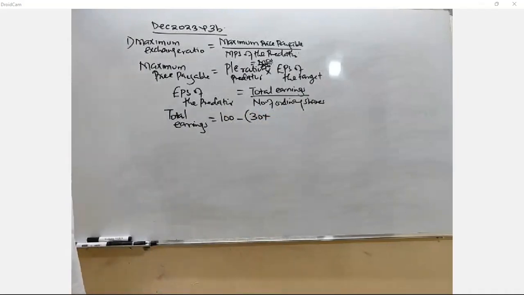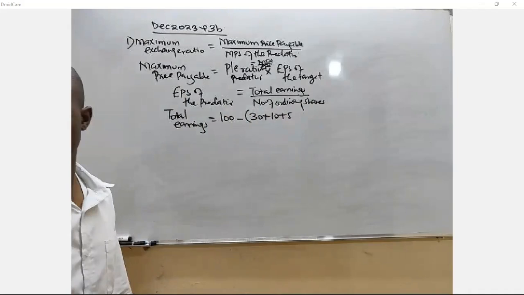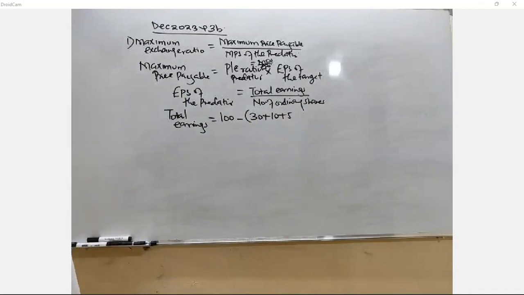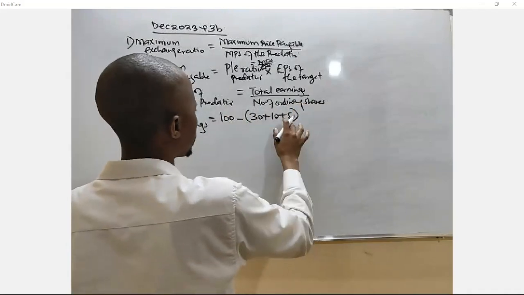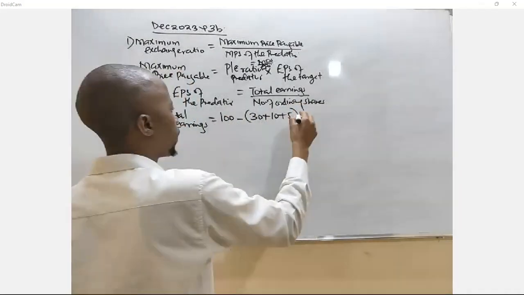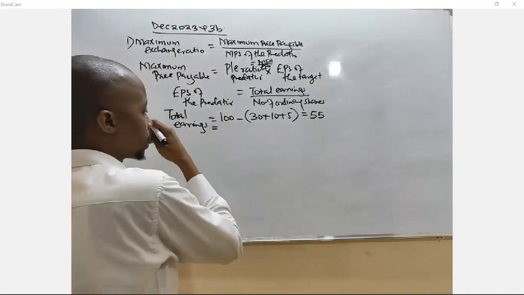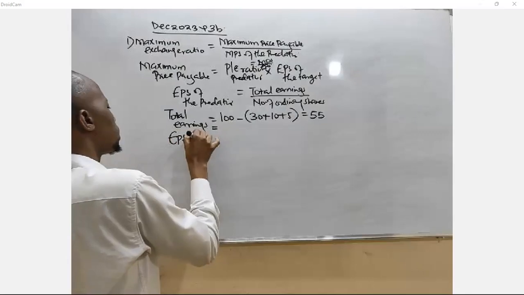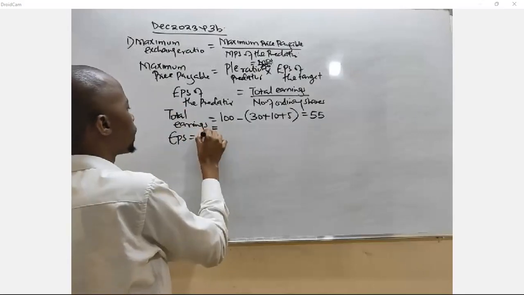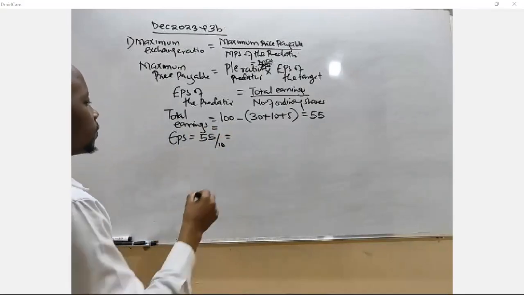Plus we have operating cost of 10, plus 5, which is the finance cost. I can see we have a finance cost of 5. This translates to 45. So when you take 100 minus 45, you get 55. So you have total earnings of 55. To get your EPS, you take 55 divided by what? You divide it by 10, getting 5.5.